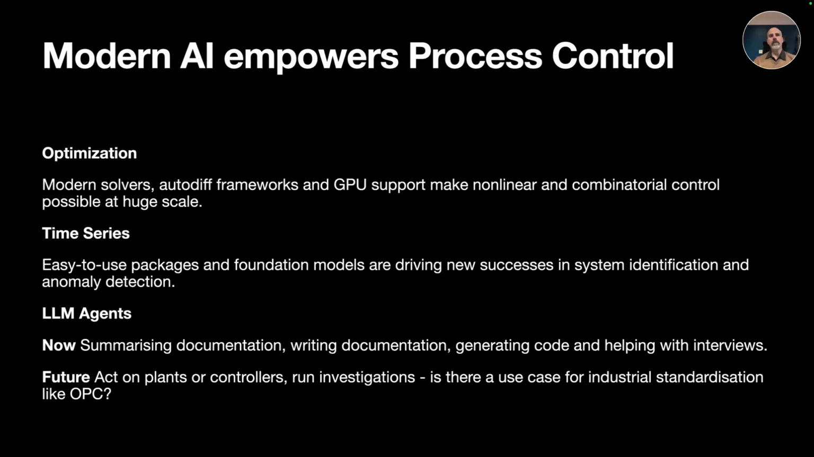Let's just recap. I think that the modern AI trend has influenced process control in three big areas, right? We've seen this massive boom in improved solvers, with autodiff frameworks and GPU support that are making nonlinear and combinatorial control possible at huge scale. So if you are in that field, if you're trying to solve a nonlinear MPC, or impose integer constraints, or solve scheduling problems, and you have given up on those problems before because of computational barriers, it's time to look again.